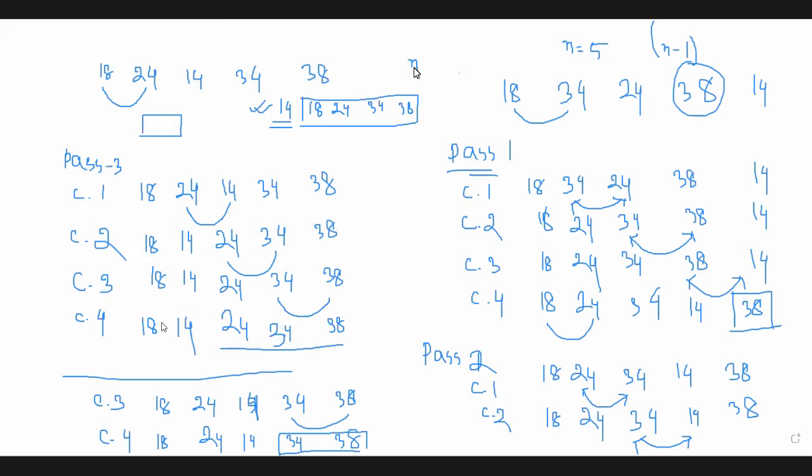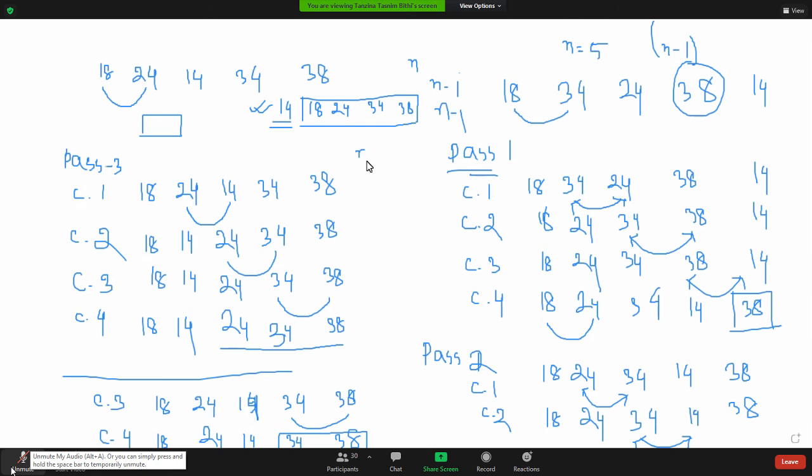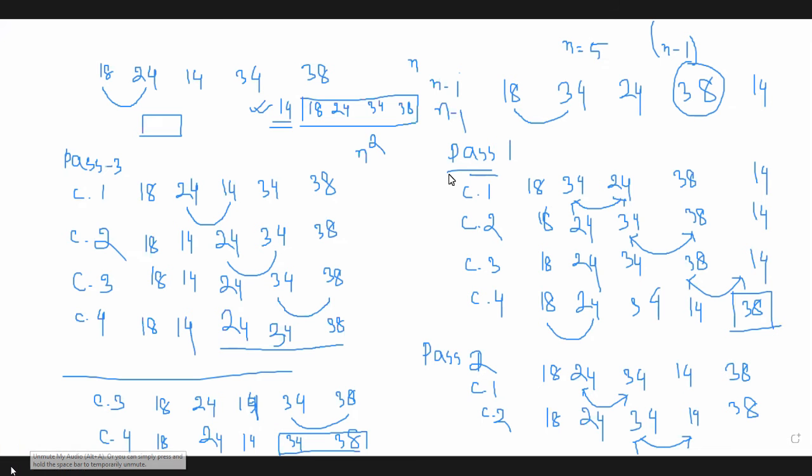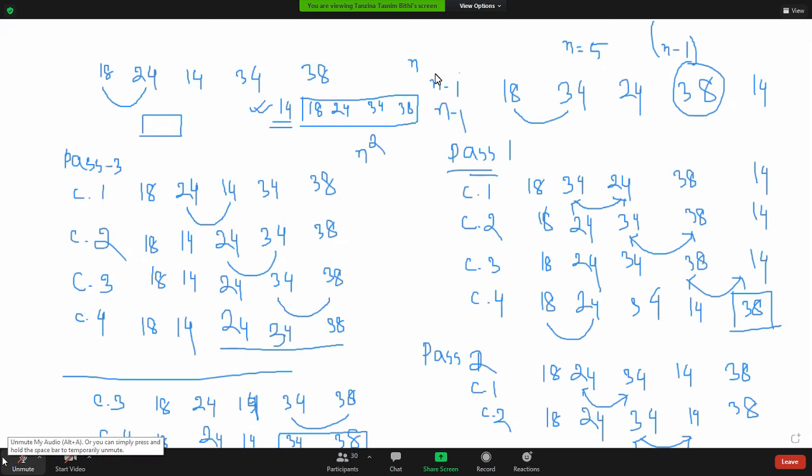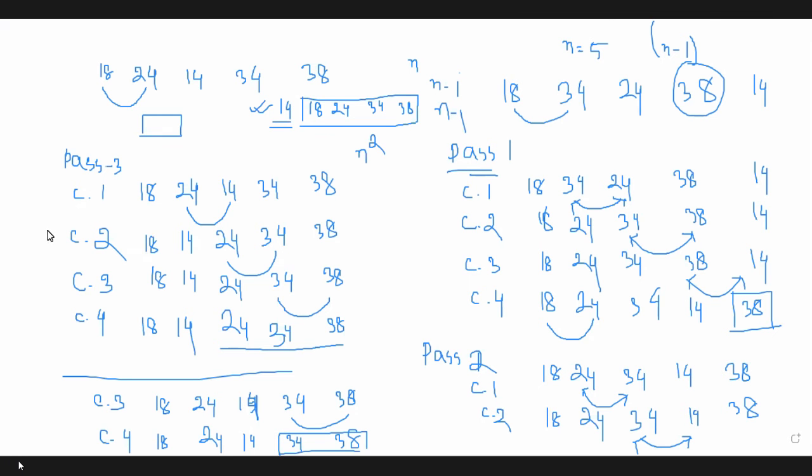That means for n number of elements in the bubble sort algorithm, we need n minus 1 passes, and inside each of these passes, how many comparisons do we need? N minus 1 comparisons. And that's why the time complexity of the bubble sort algorithm is n square. Because how many loops do we need here? Two loops. One is the outer loop for these passes and another is the inner loop for the comparisons. So the time complexity of the bubble sort algorithm is n square.